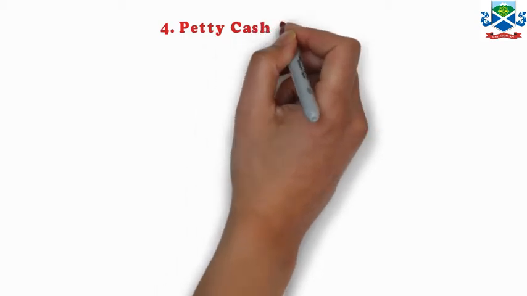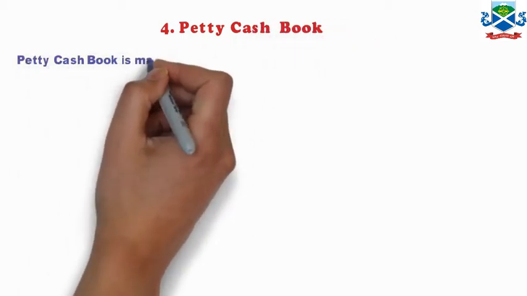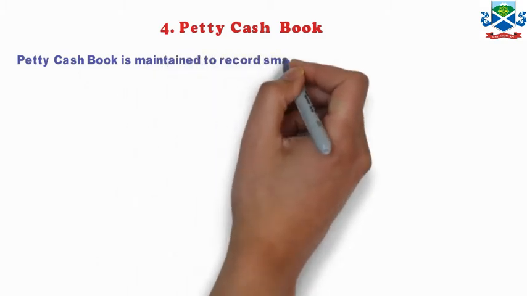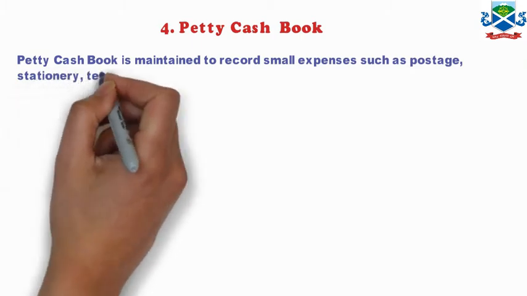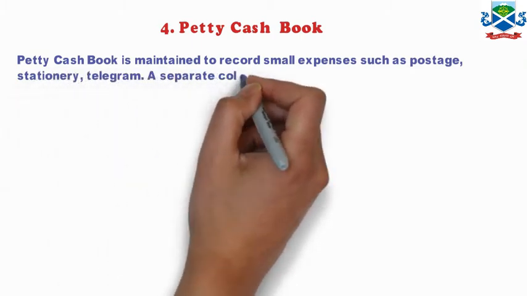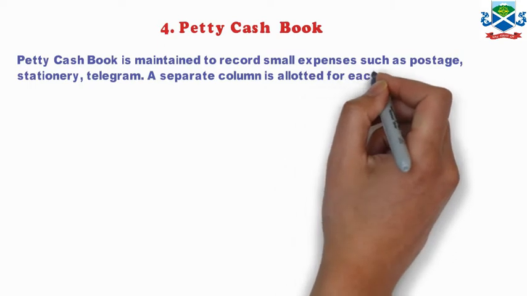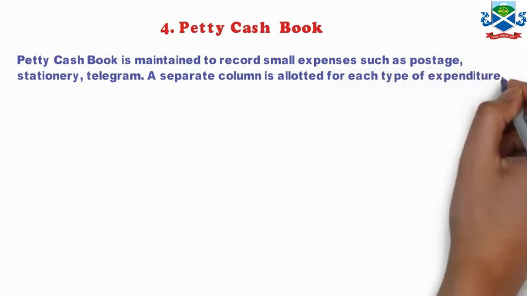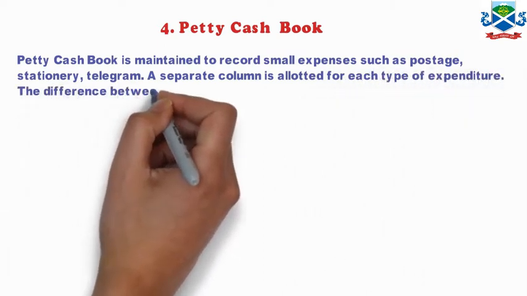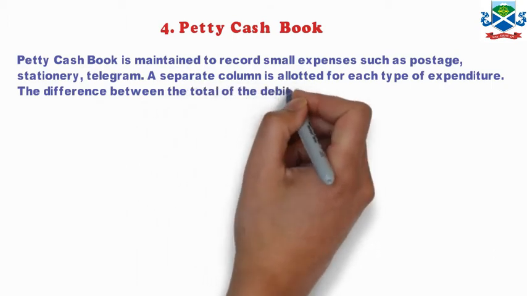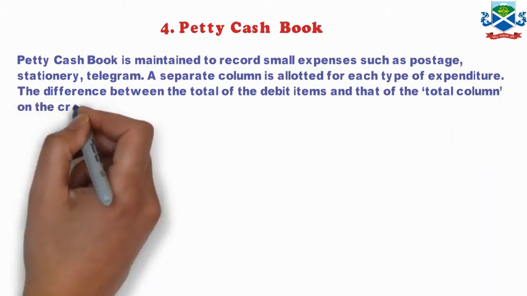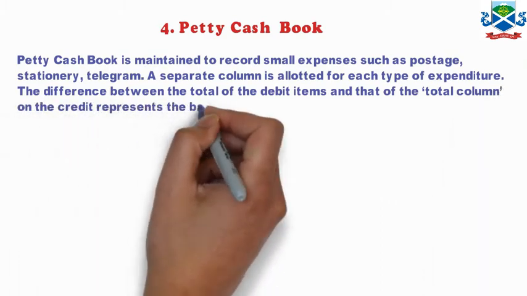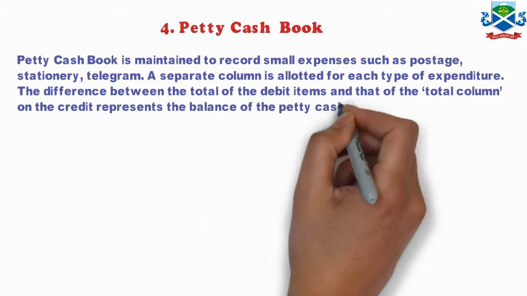Now we'll go for the preparation of the petty cash book. But what is a petty cash book, that you have to know. A petty cash book is maintained to record all small expenses such as postage, stationery, telegram, etc. A separate column is allotted for each type of expense. The difference between the total of the debit item and that of the total column of the credit represents the balance of the petty cash in hand.